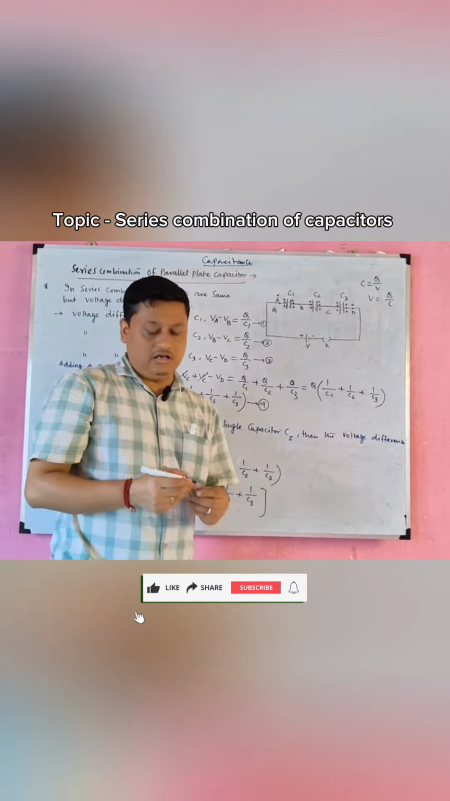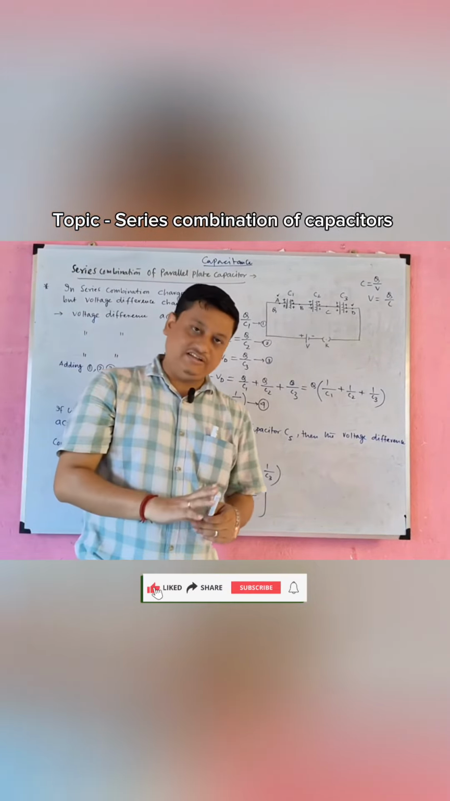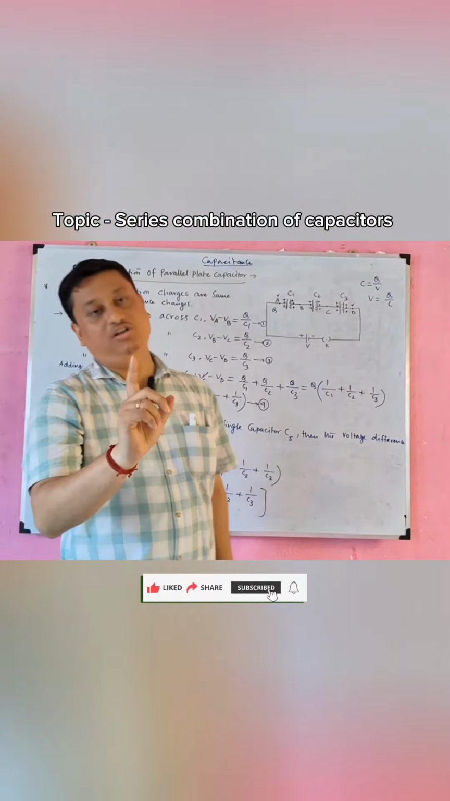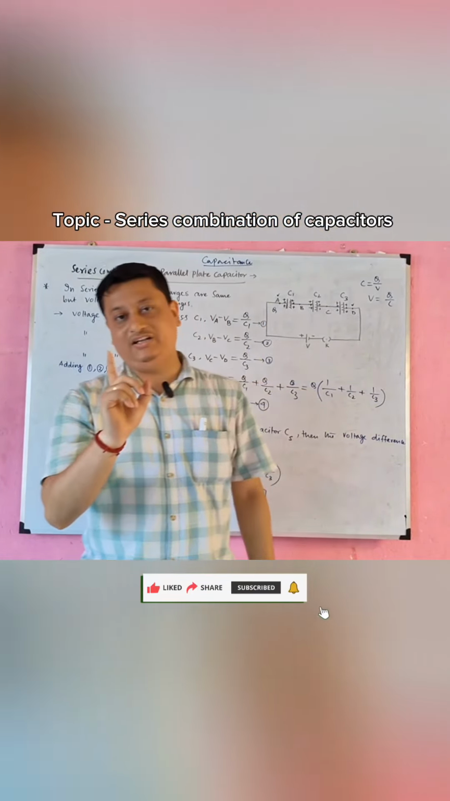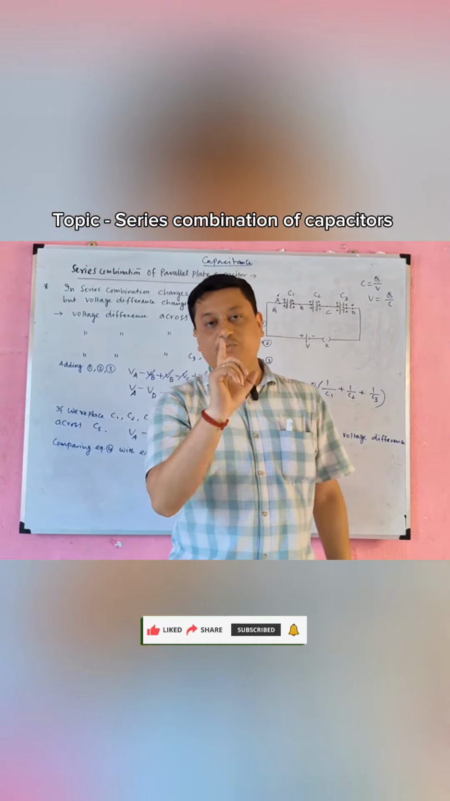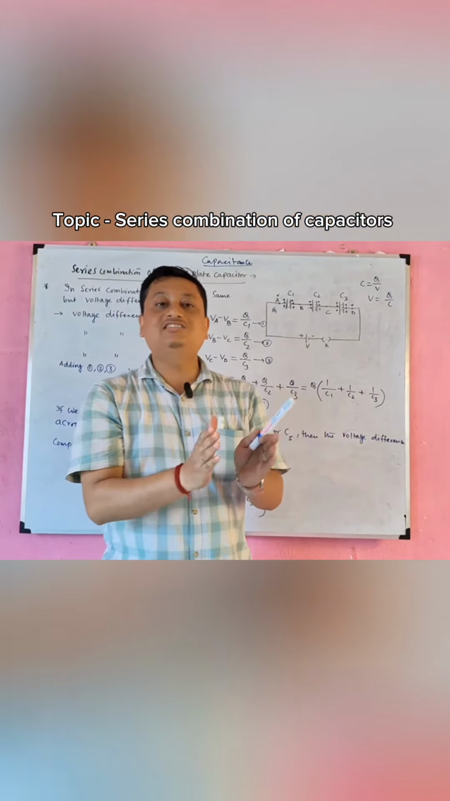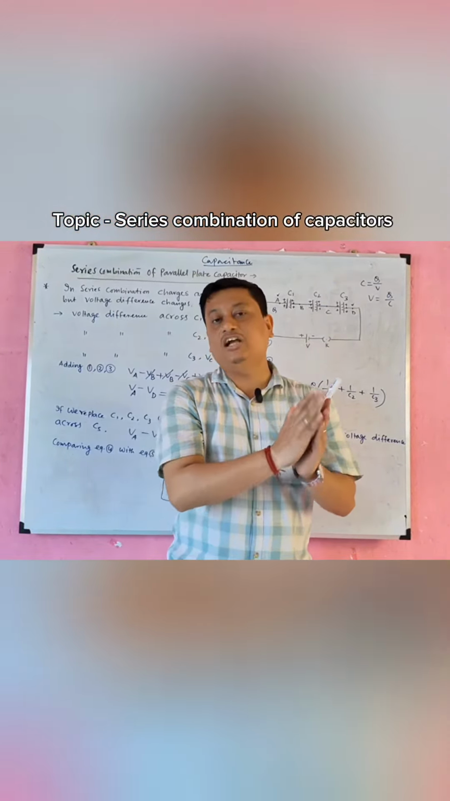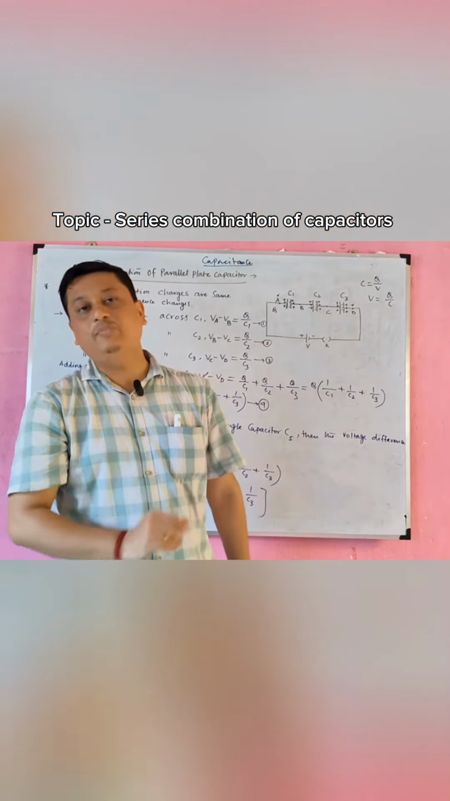In the previous class, what were we discussing? The unit of capacitance, and that was the farad. 1 coulomb by 1 volt is called 1 farad. To generate 1 volt of potential difference, how much charge is required? 1 coulomb of charge is required, and that capacitance of the capacitor is considered as 1 farad.